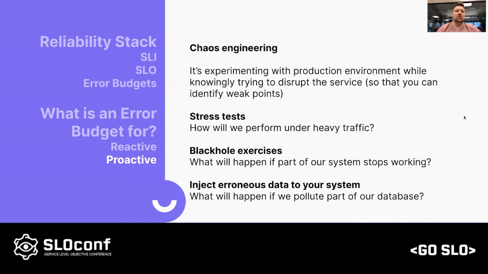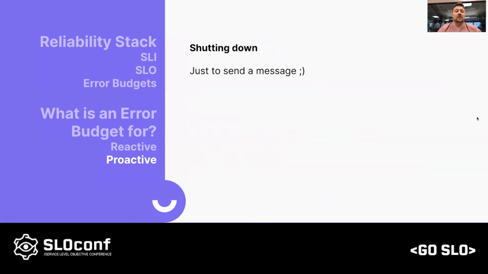Next is chaos engineering. Similar to experiments, yet separate. Here, you're after disrupting your service and then determine what the weak spot was. This is actively looking for reliability problems before they find you. Chaos engineering includes stress and load tests, black hole exercises, injecting erroneous data to your system, and so on and so on.